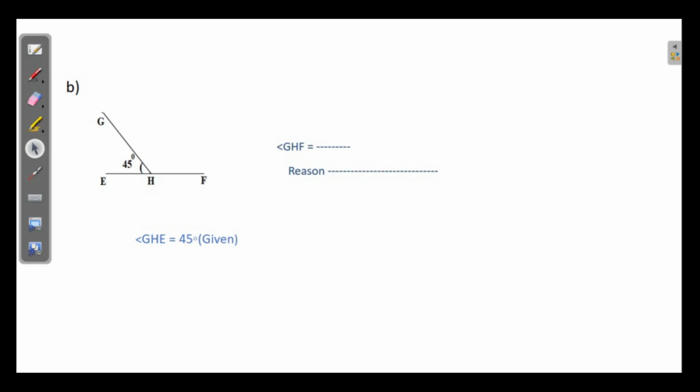That is the way to write the answers. Angle GHF is equal to 135 degree. Reason: linear pair. 180 minus 45 is equal to 135 degree.